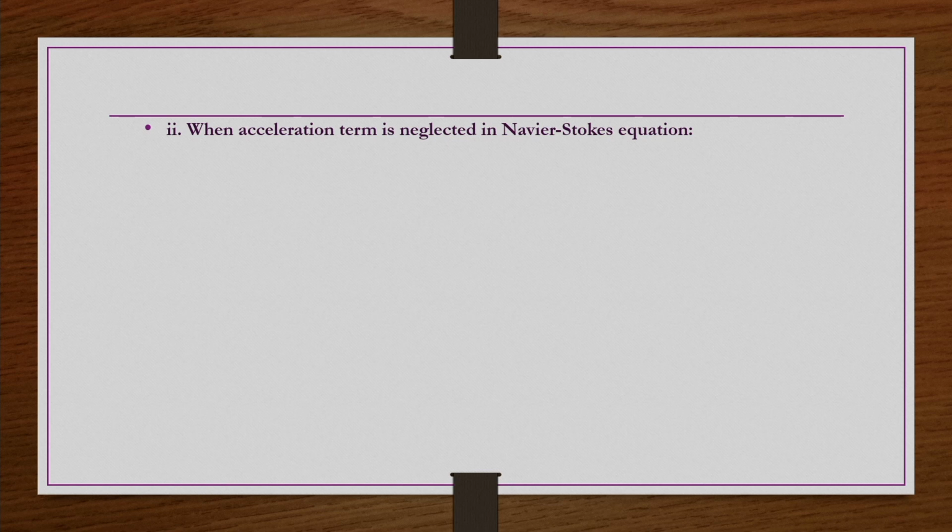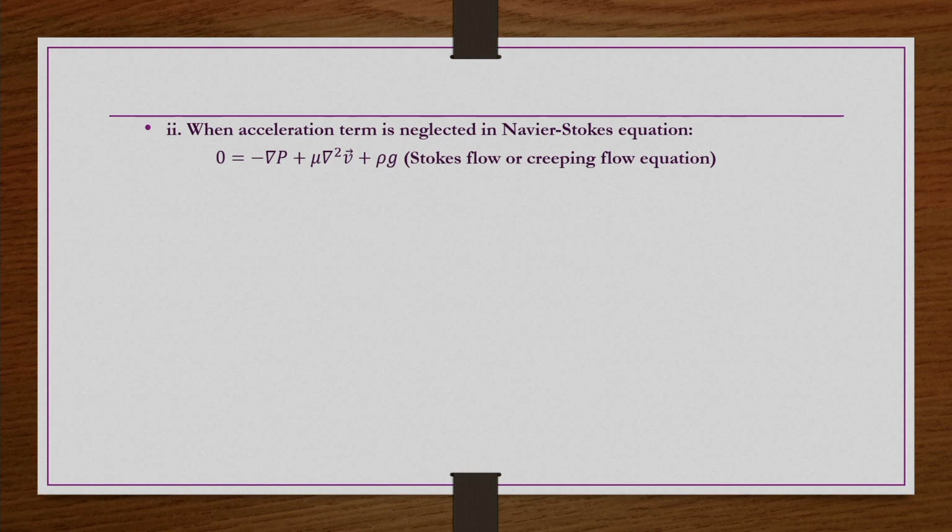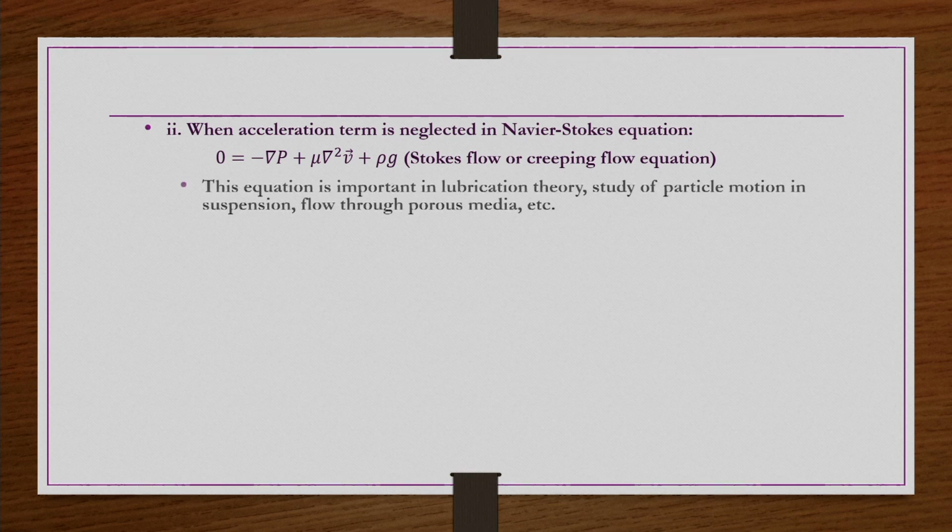Now, when the acceleration term is neglected in the Navier-Stokes equation, that is, if you take off the convective terms, then whatever transport is there is only because of molecular transport, and we have the equation 0 is equal to minus del p plus mu del square v plus rho g, which is also known as the Stokes flow or creeping flow equation. Because when there is no convection term, altogether the left hand side terms can be taken as 0.